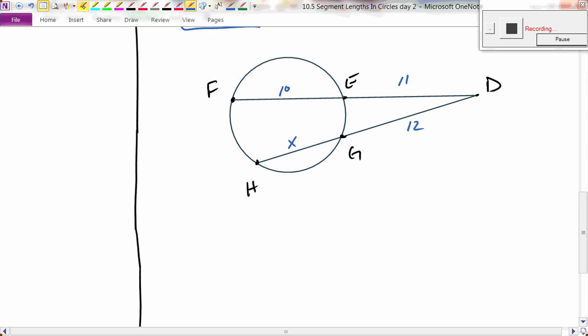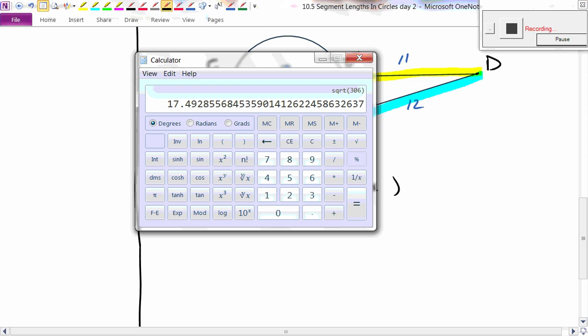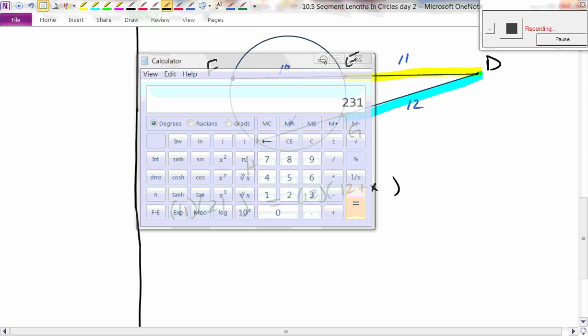According to the theorem, we take the outside part, which is 11, and we multiply that by the whole thing, which is 11 plus 10, which is 21. That part has to equal the outside piece, which is 12, multiplied by, now don't mess this up, the whole thing. Not 12x. 12 plus x. That's where you make a mistake. So it's 12 plus x. 11 times 21, what did you get? 231. Nice job.